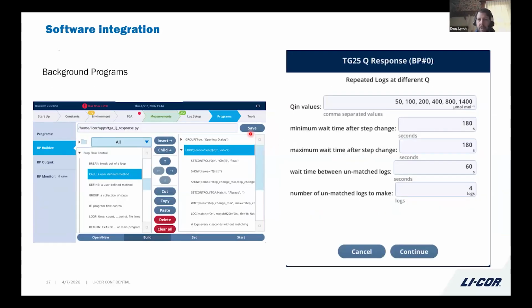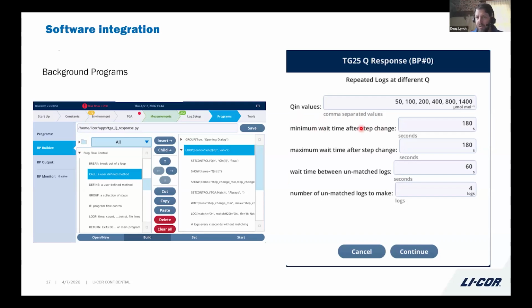One last slide here for me. This is not a new feature. We've had these background programs as part of the LI-6800 software for a few years now, but they're going to become, I think, more critical with this application. And you can write your own custom programs to perform a series of automated steps. The data about to be shown to you by the Cousins lab used two of these background programs to do light response curves and CO2 response curves. So they were able to select the light values or CO2 values they wanted to measure.